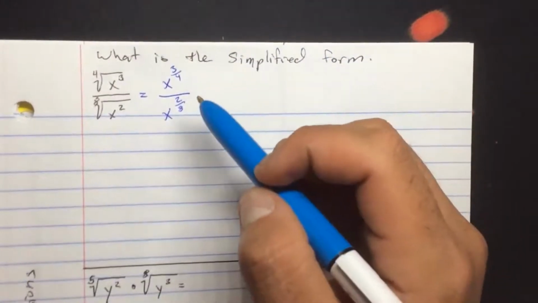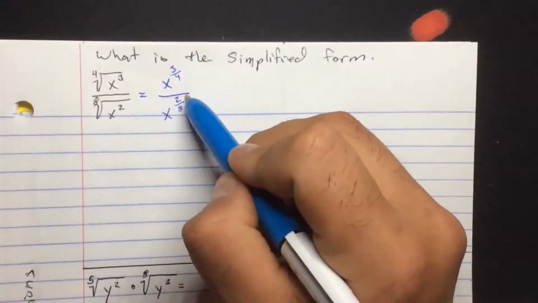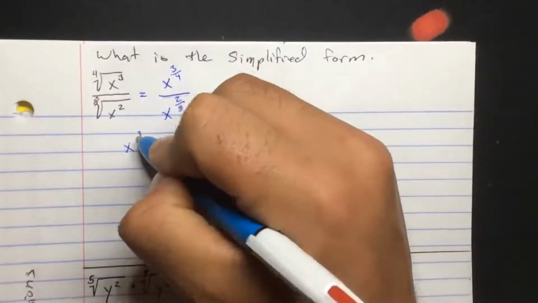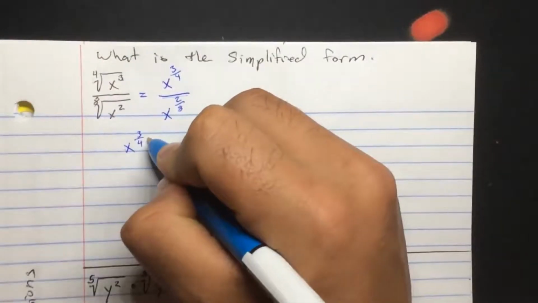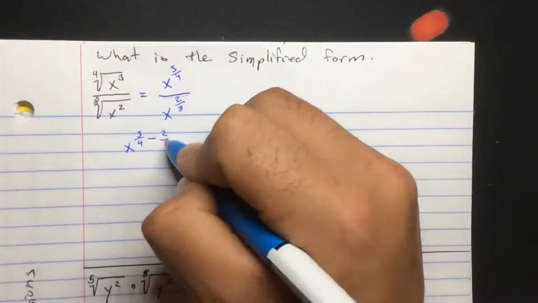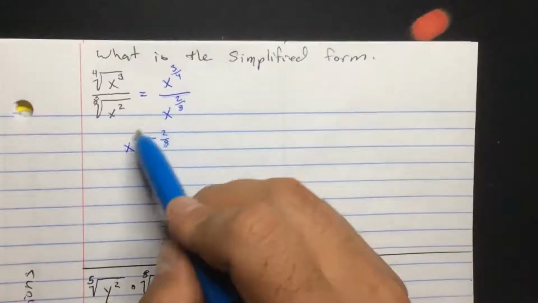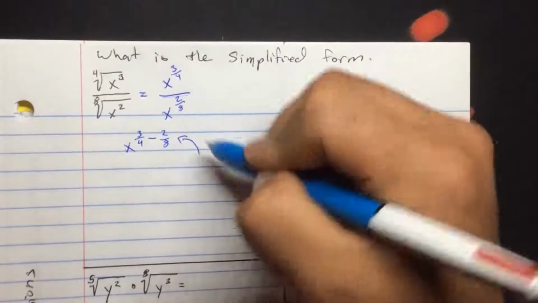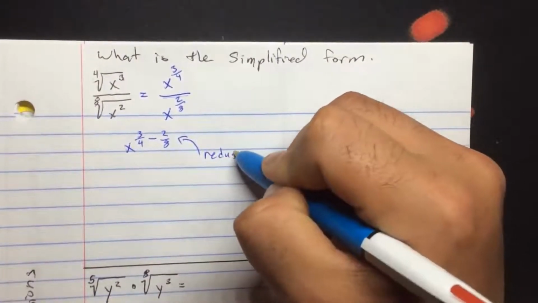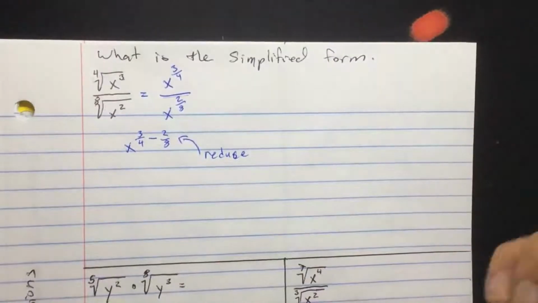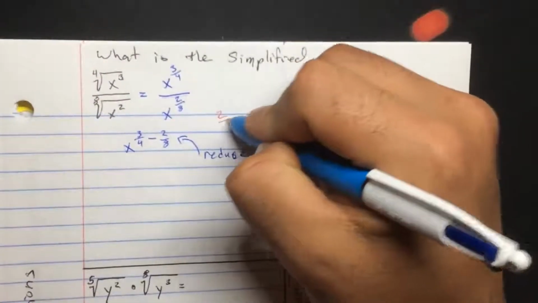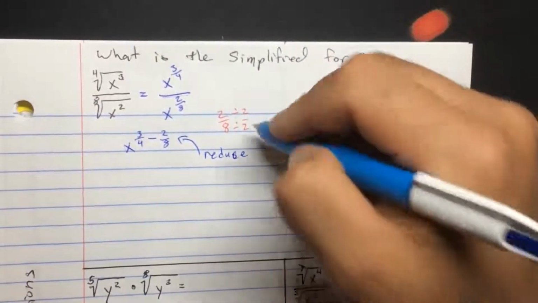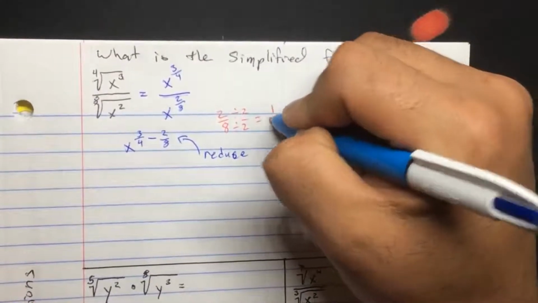Because they're the same variable, we can do this. This is something we learned before. When we're doing division, we can actually subtract. So we're going to take our x to the 3 over 4, and we're going to subtract our 2 over 8. This can't really be done, but we can actually reduce this. We have our 2 eighths. If we divide both the top and the bottom by 2, we end up getting 1 over 4.